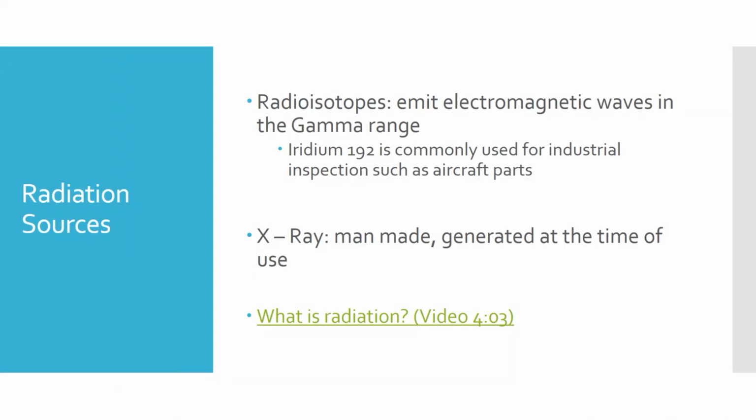X-rays are things that are man-made. They're generated at the time of use. A lot of you have probably heard the term X-ray tube, which is a form of vacuum tube that generates X-rays, and we'll look at what those look like. But here I'm going to have this video give you a quick refresher course on what radiation is.